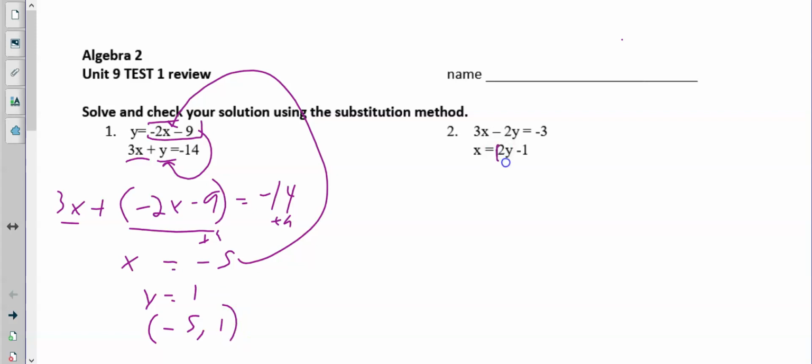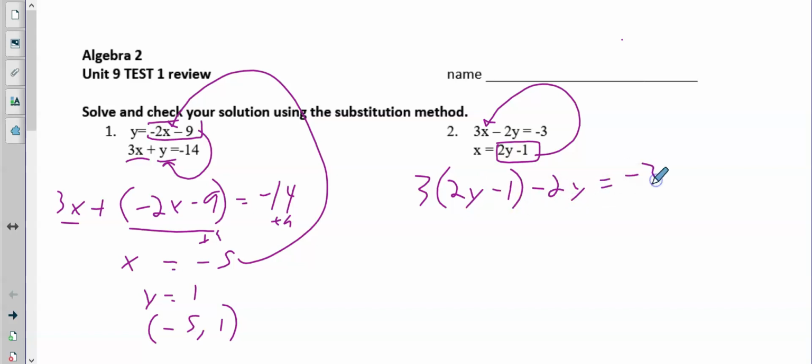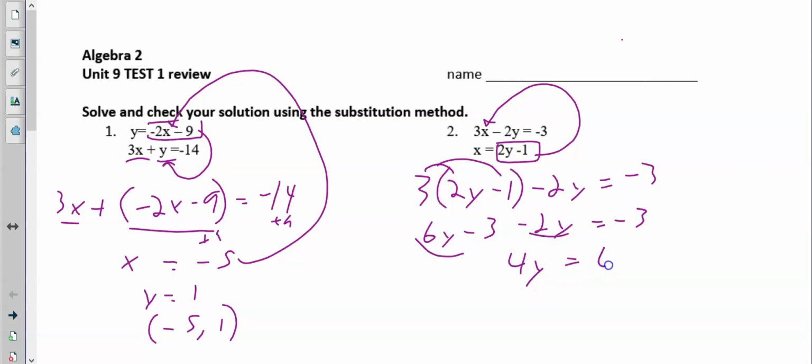Okay, over here, this is already solved for x, so the easiest thing to do is to bring it and plug it in right there. So 3 parentheses. Parentheses definitely matter here because you're distributing, 2y minus 1, minus 2y equals that negative 3. So make sure you distribute to both. 6y minus 3, most common mistake is 6y minus 1, minus 2y equals negative 3. So that's going to be 4y. When I add 3 to the other side, I get 0.